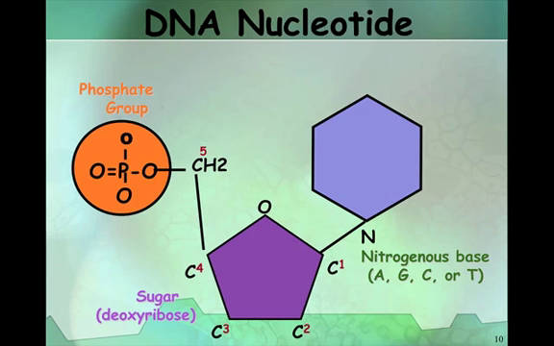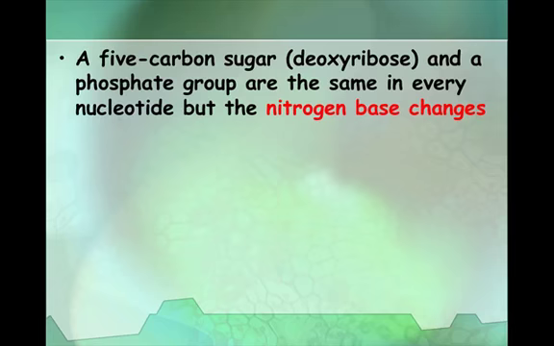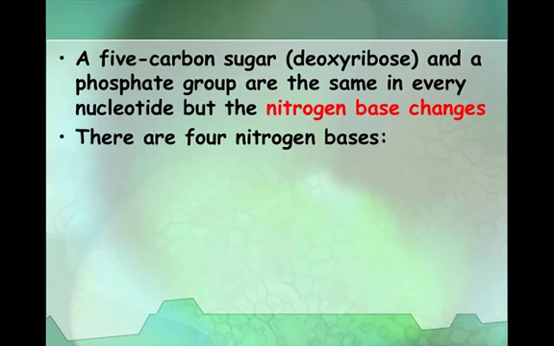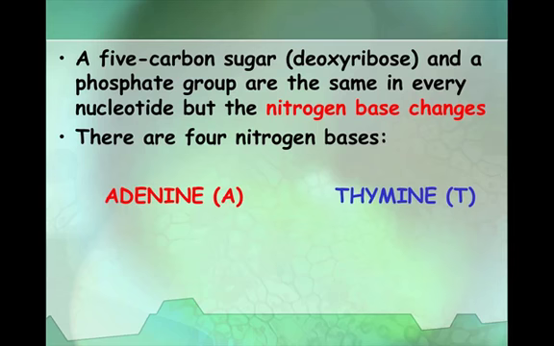There are 4 nitrogenous bases that make up the code for DNA. The phosphate group and the sugars will stay the same. The 5-carbon sugar deoxyribose and the phosphate group are the same in every nucleotide, but once again, the nitrogen base changes. And the nitrogen bases are as follows. There's adenine and thymine, and then guanine and cytosine. So those are the 4 nitrogen bases that make up DNA.